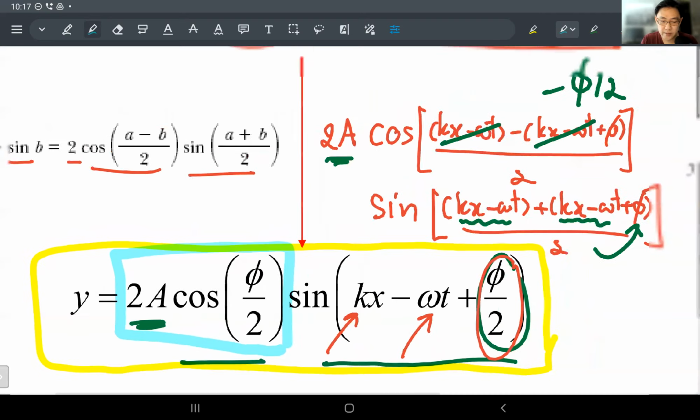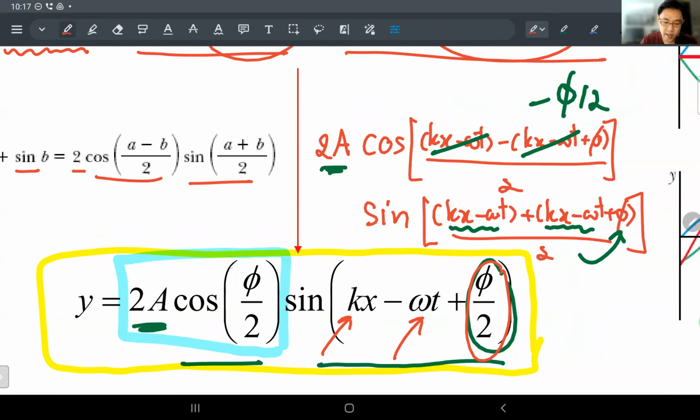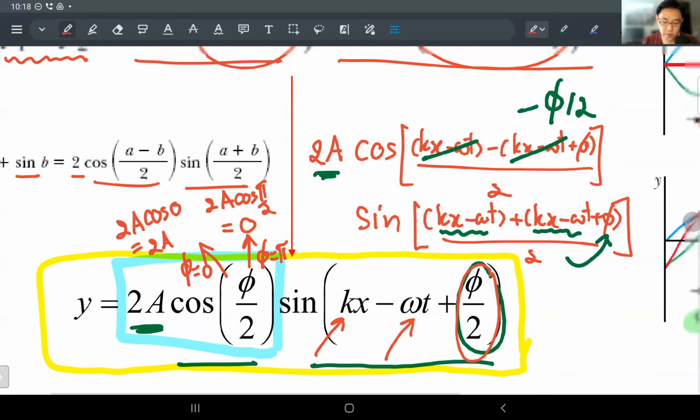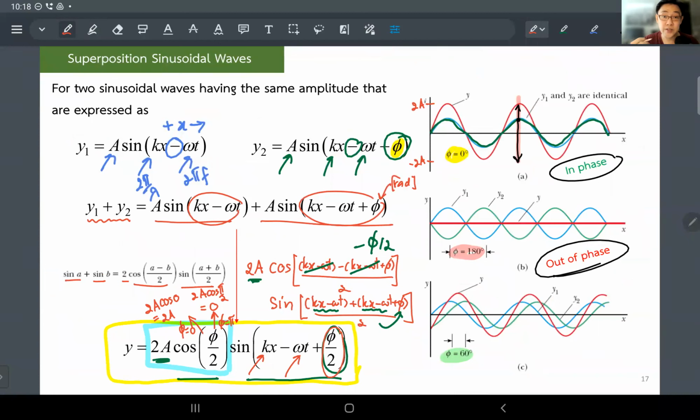And this is what happens in the two cases before. See, when phi is equal to 0, your amplitude is 2a cosine 0, which is, cosine 0 is 1. So that is 2a. And you already did when phi equals pi. So when phi is equal to pi, then you have 2a cosine pi/2. You guys with me? And cosine pi/2 is what? 90 degrees. So cosine 90 is 0. So that is 0. Perfect.